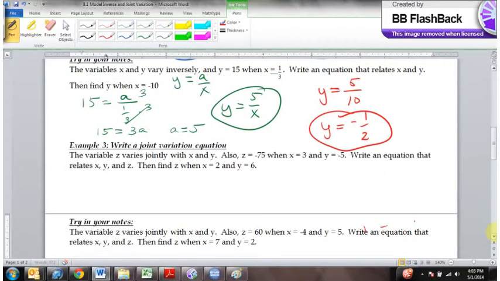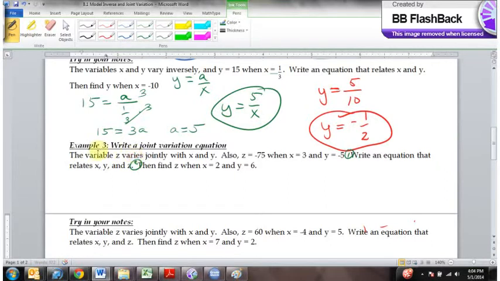Okay, example 3. The variable z varies jointly, we get to try one of these, with x and y. So z equals negative 75 when x equals 3 and y equals negative 5. Write an equation that relates x, y, and z. Then find z when x equals 2 and y equals 6. So we have a lot of stuff to do here. We need to write our equation, and we need to find z.